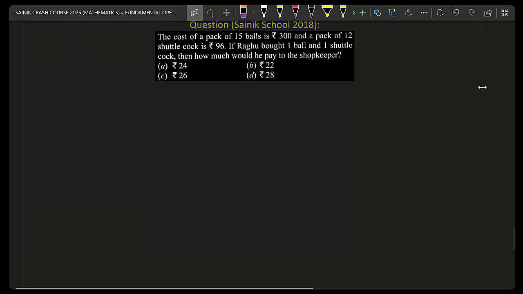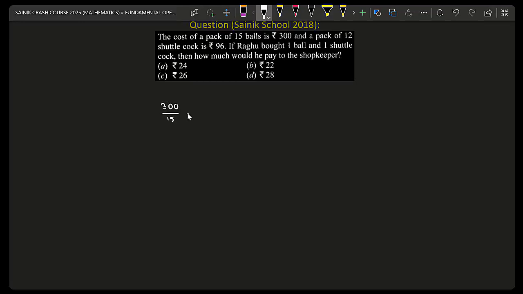Yes, sir. Read the question first. The cost of a pack of 15 balls is 300 and the pack of 12 shuttlecocks is 96. If Raghu bought one ball and one shuttlecock, then how much would he pay to the shopkeeper? What is the cost of one ball? Sir, we want to divide 300 by 15. Yes, 15 balls cost 300. You have to divide by 15. You'll get the cost of each ball, right?